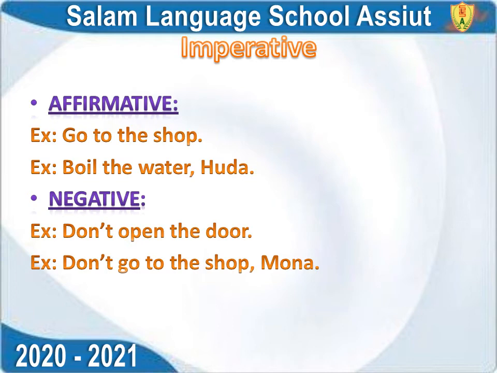Imperative. When you are giving instructions, you can use the imperative. It is the base form of the verb without a pronoun. For example, in the affirmative form, go to the shop, boil the water, Hoda. But in the negative form, don't open the door, don't go to the shop, Mona.